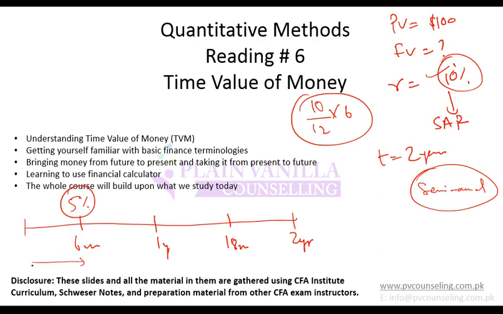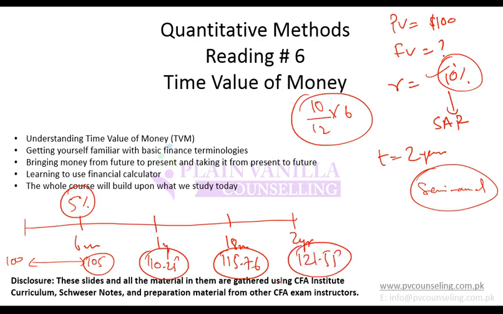So in the first year you should get a 5% return. When you get a 5% return, your $100 becomes 105. Then you reinvest this 105 for another 6 months, and again you get a 5% return and it will become 110.25. And then you reinvest it and it will become 115.76, and you reinvest it and it will become 121.55.